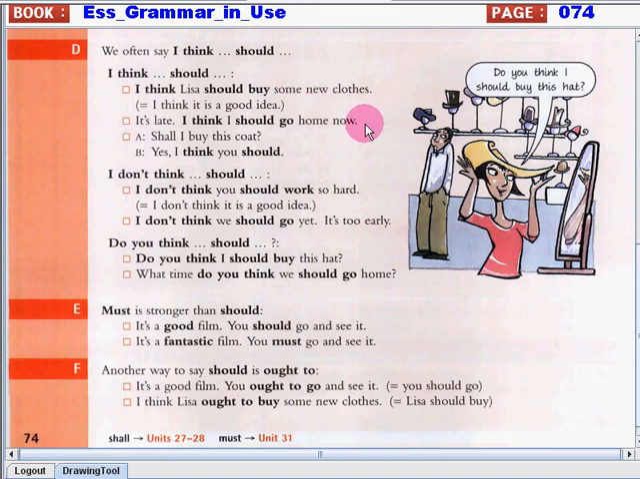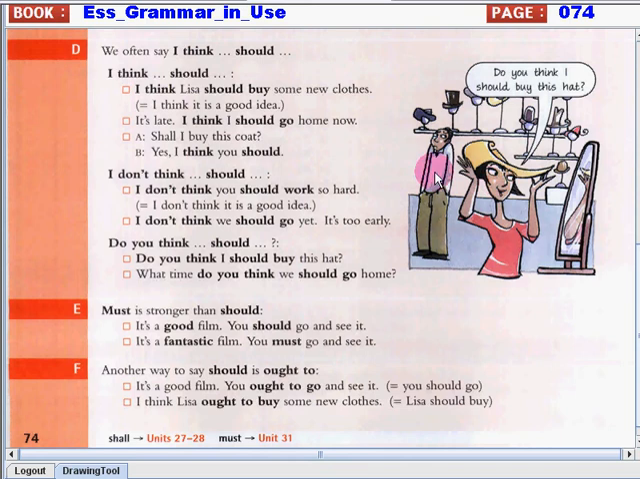Next, it's late. I think I should go home now. So, just the same as the first sentence, you're saying that in your opinion, you should go home now. Next, shall I buy this coat? Yes, I think you should. So, like the other sentences, you're saying that in your opinion, someone has to do something, or it's a good idea that someone will do something, okay?